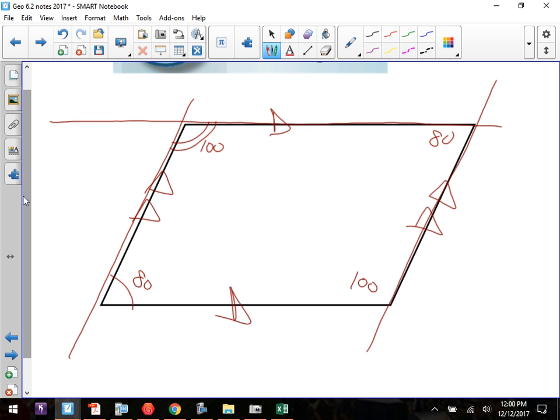Consecutive angles will be supplementary. What else can you say about the angles? Just looking at the diagram that we have here. Look at the angles across from one another. What are they? They're equal, aren't they? But we don't say across from one another, we say opposite. So we have opposite sides parallel, consecutive angles supplementary, opposite angles are congruent.